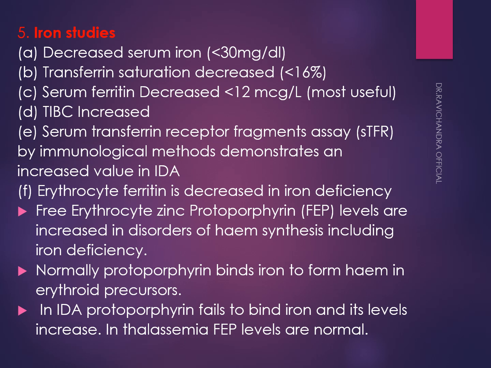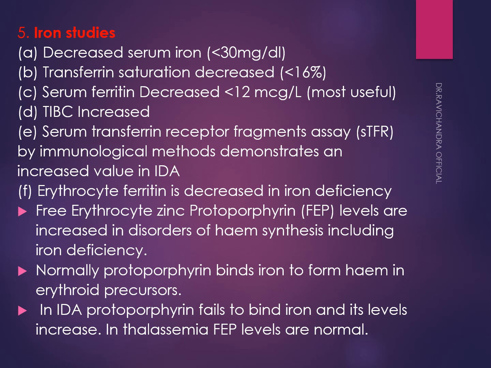Among the FITT, F that is ferritin, I iron, T transferrin are decreased in iron deficiency anemia. Only TIBC is increased. Remember this point. This is very much important in identifying an iron deficiency anemia case. The serum transferrin receptor fragments assay will be helpful, and it is done by immunological methods, which will demonstrate increased values in iron deficiency anemia. So STFR levels will be increased in iron deficiency anemia.